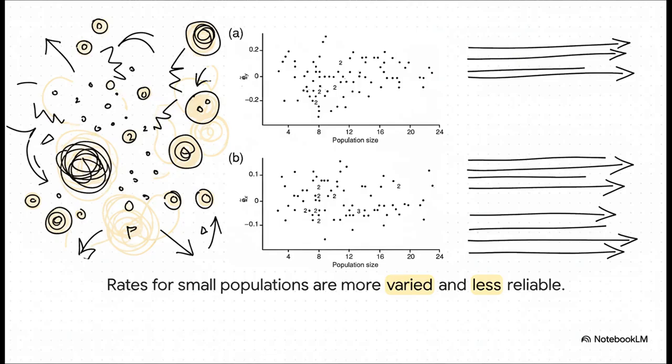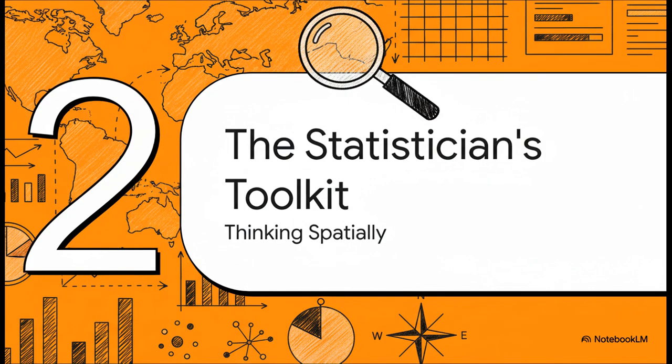And this chart shows the problem perfectly. Look over on the left. See how the data points for areas with small populations are just all over the place? Totally unpredictable. But then, look to the right. As the population gets bigger, the rates get much, much more stable. They're more reliable. So how in the world do we fix this mess?